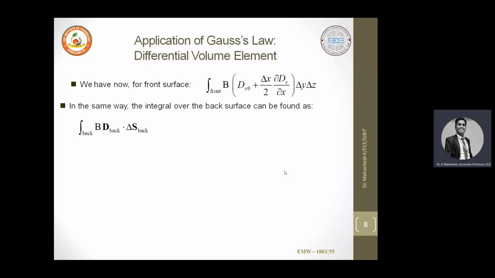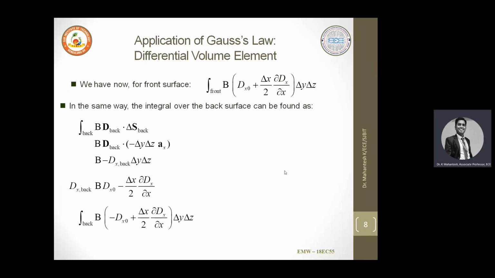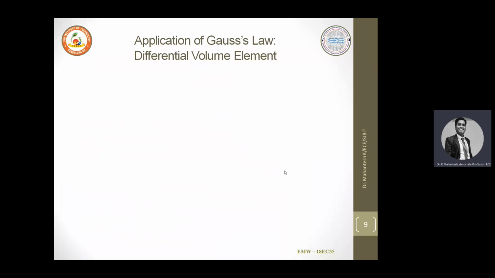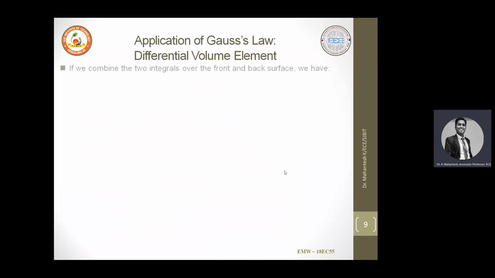In the same way, the integral over the back surface can be given as the surface integral of minus D_x0 plus delta x by 2 plus partial D_x by partial x in the direction dy dz. So if you combine the two integrals, I will get the surface integral of front plus back equal to partial D_x by partial x times delta x, delta y, and delta z.